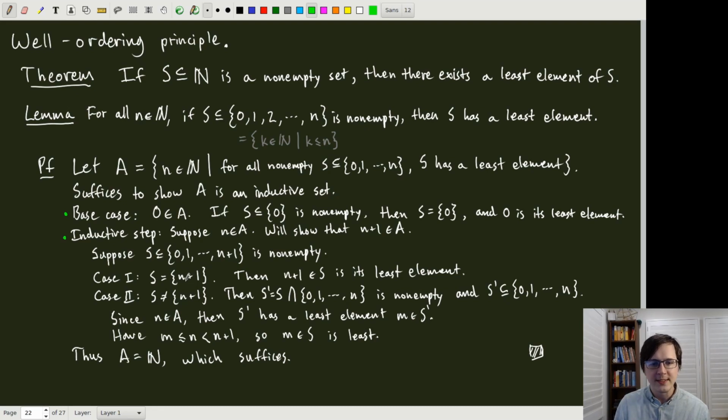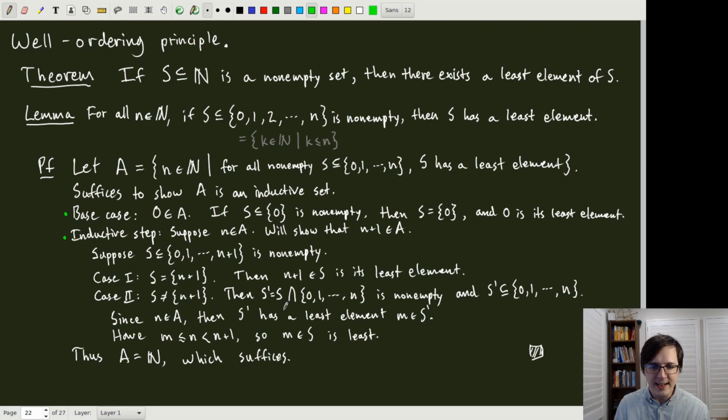The reason why we're considering this case will be clear when we look at the second case. So if it is just n plus 1, then n plus 1 is its least element, because just like in the base case, that's all it has. For case 2, S is not just n plus 1. What that means is it must have some other element in it.